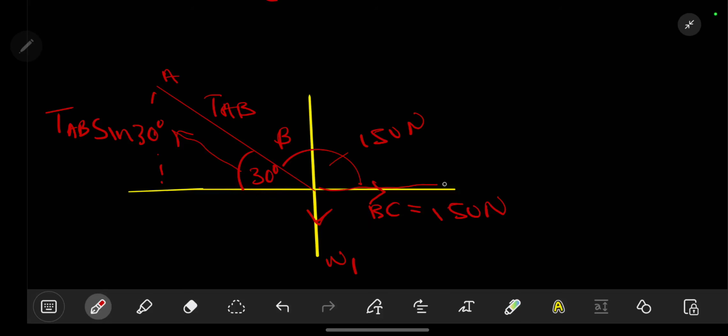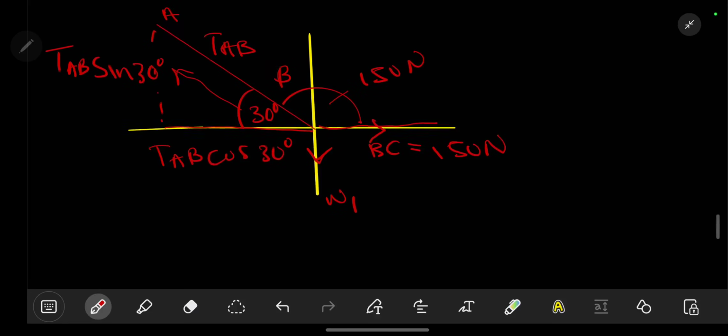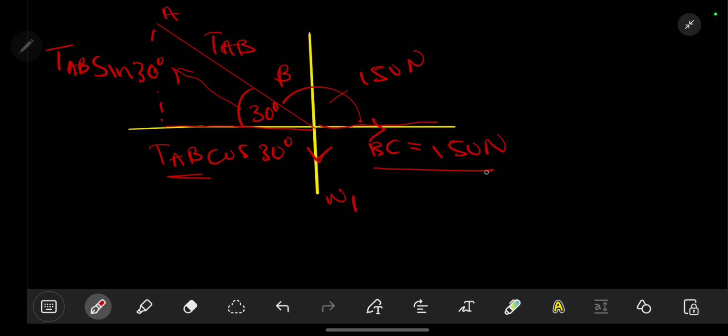Then from there we are going to have W1 is that. Then down here, since it is in contact with the angle, it will be TAB. Then we are going to say cos of our 30 degrees. So to find TAB, we don't have TAB, we don't have the weights, so we can first find TAB since we have the BC here. So we can begin with the summation of forces in the X.